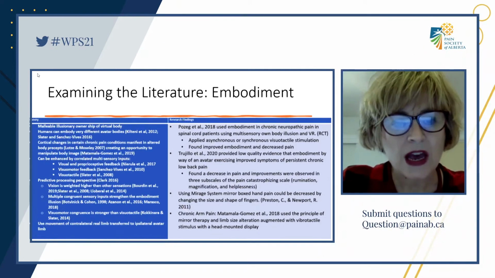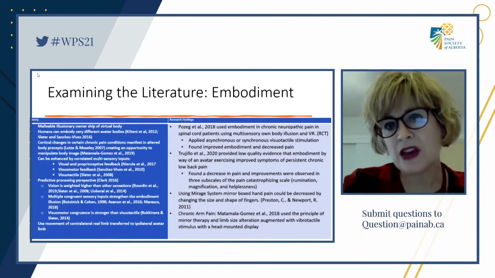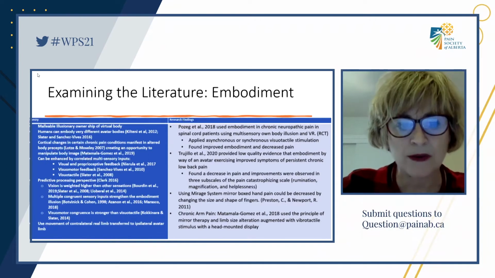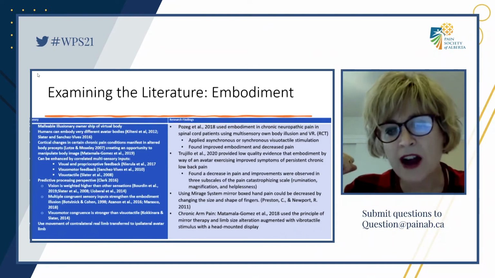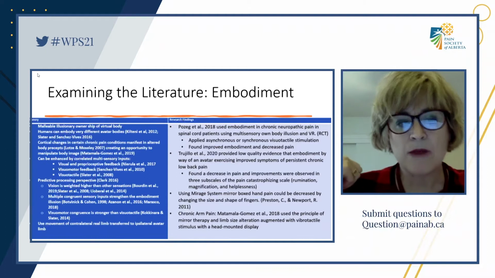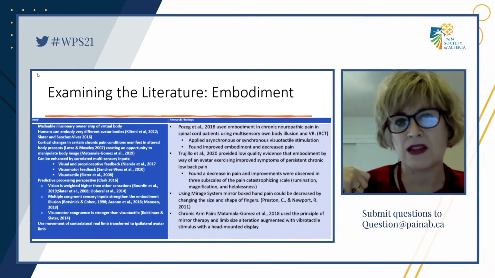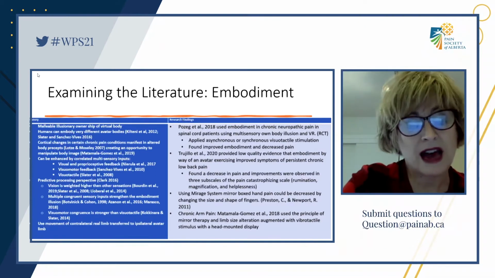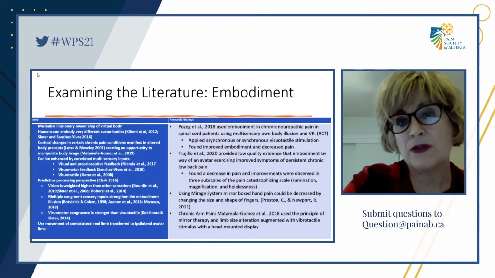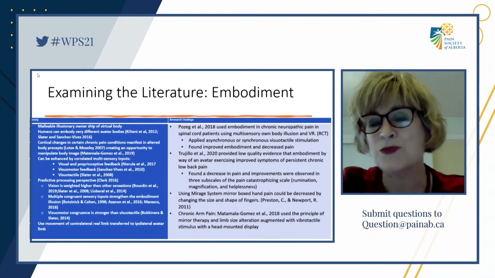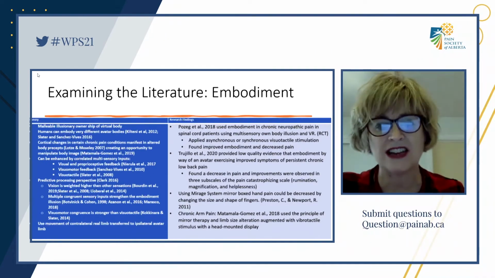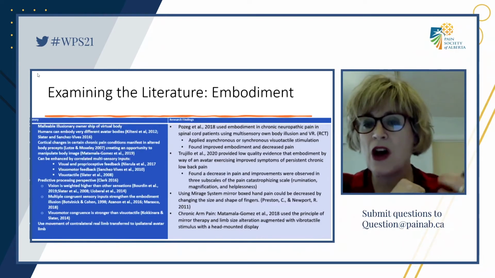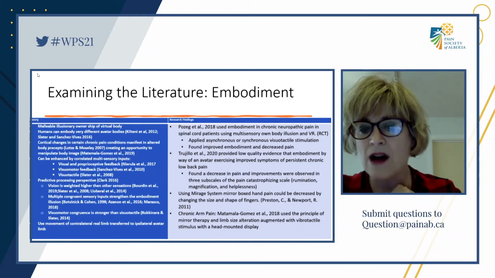So you can also think of using embodiment to really get at what we know about pain, and that's the predictive processing perspective. Vision is weighted higher than other sensations, and multiple concurrent sensory inputs strengthen that embodiment illusion. Visuomotor congruence is stronger than visual tactile. And we can also use movement of the contralateral limb to move the ipsilateral avatar limb. That gets to almost a mirror therapy process of using embodiment in VR.